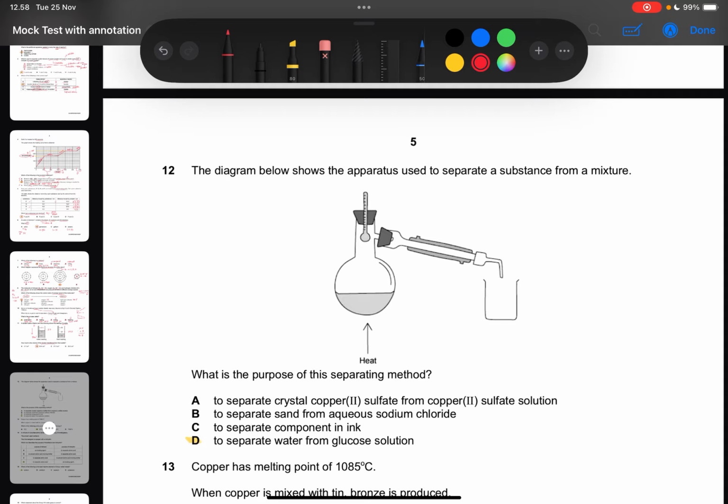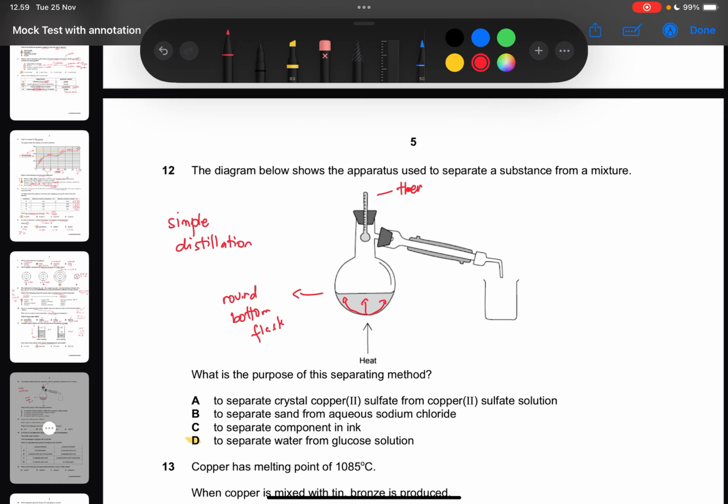Next, question number 12. The diagram below shows the apparatus used to separate the substances of a mixture. So this apparatus shows a simple distillation. So we have different parts of simple distillation. First, we have here our round bottom flask. We want it to be a round bottom flask to make sure that we have even heating, because this part will heat evenly.